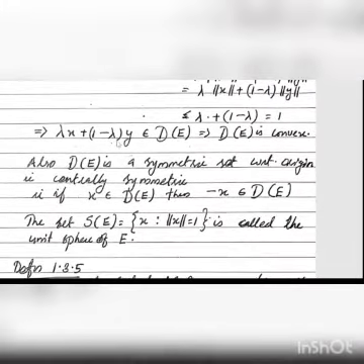Also, D of E is symmetric. That is evident from the definitions. If you know norm of x less than or equal to 1, it means either x or minus x. So we will say that it is centrally symmetric. That is, if x belongs to D of E, then minus x also belongs to D of E. We say that centrally symmetric.